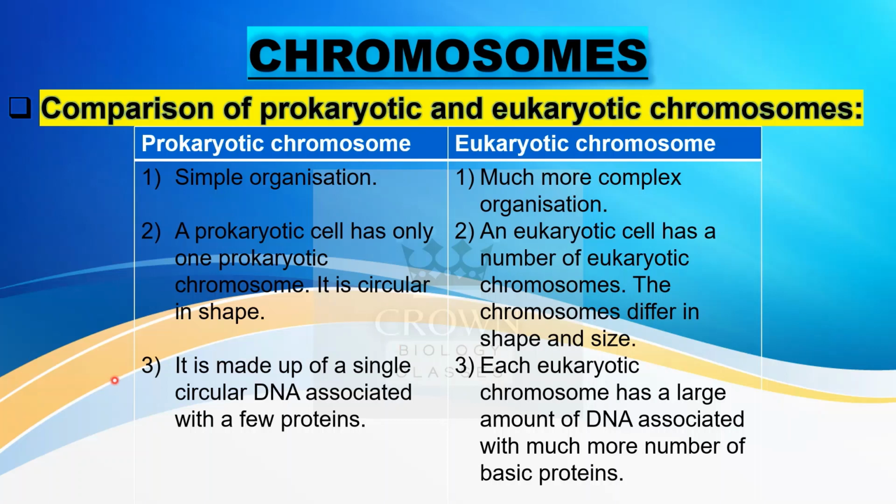The third point is the prokaryotic chromosome is made up of a single circular DNA, and that single circular DNA is associated with a few proteins, whereas eukaryotic chromosome has a large amount of DNA, and that DNA is associated with a much larger number of basic proteins, and those basic proteins are known as histones.